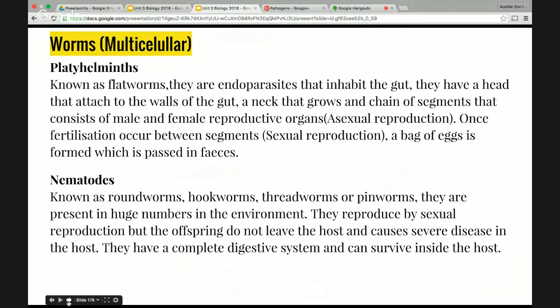Then we have the second type, which is the nematode. Those are roundworms, hookworms, threadworms, pinworms, and they are present in huge numbers in the environment. They reproduce by sexual reproduction. However, the offspring do not leave the host. They stay inside the host and make the host really, really sick. They even have a complete digestive system, and then they can survive inside the host.